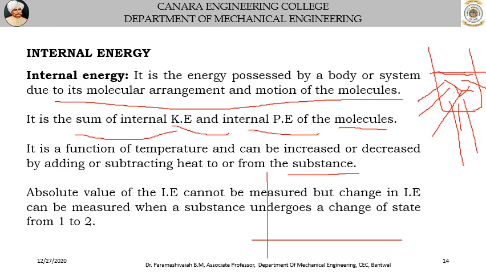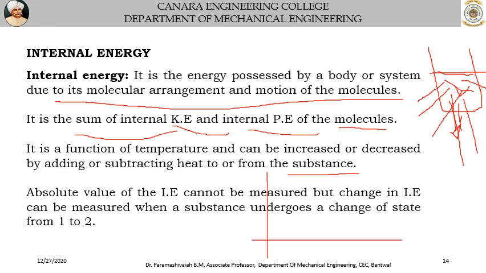So then, because of the change in the state, at the second stage, the energy possessed, minus the energy possessed during the first state, the difference is the change in the energy that can be measured when the system undergoes a process. Then we can measure the change in the internal energy of the system.